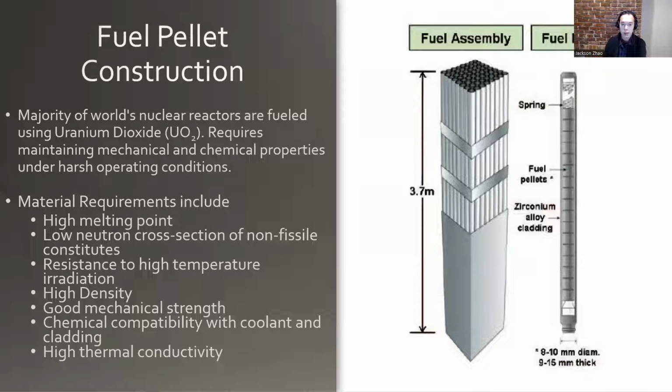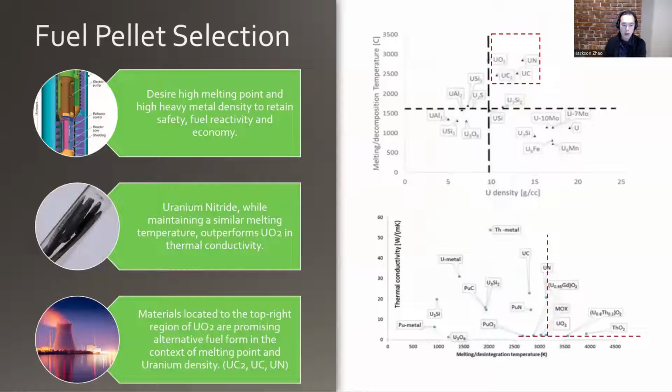It has a long list of material requirements, including but not limited to things like high melting point, low neutron cross-section, and high uranium density, and so forth. The current fuel form excels in a great number of areas, but it has a relatively low uranium density and low thermal conductivity, hence limits the efficiency of the reactor.